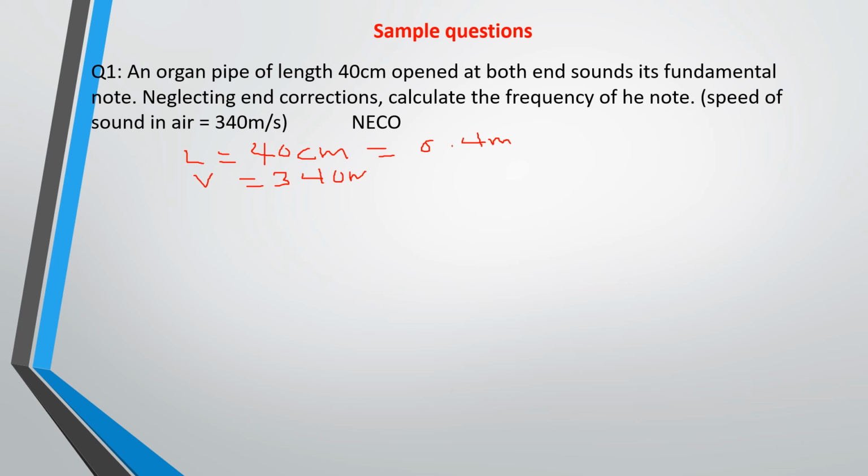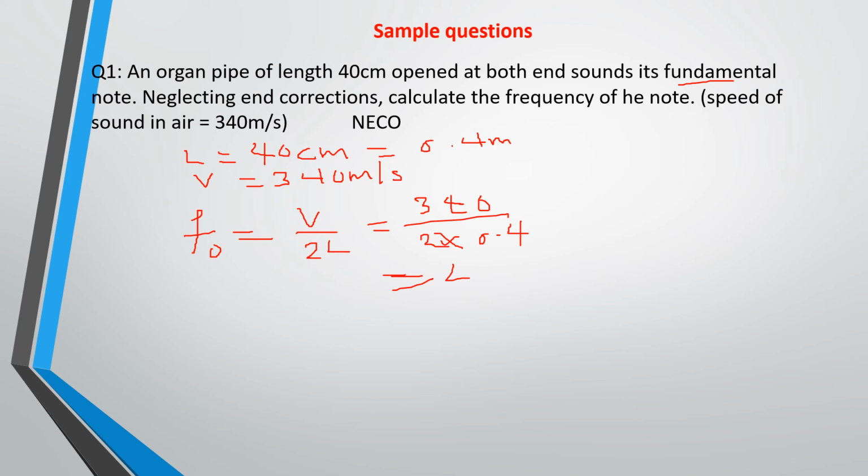You are given velocity to be 340 meters per second. So if the organ sounds its fundamental note, it means that the frequency of the fundamental note is equal to v all over 2L. So substituting into this equation, we have 340 all over 2 times 0.4. So work that out. If you work that out, you get your frequency to be equal to 425 hertz.